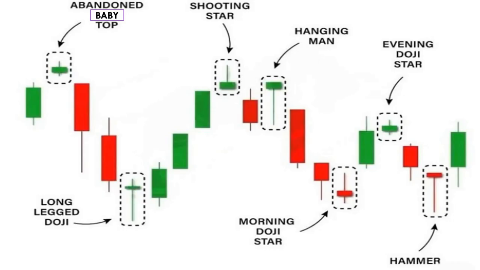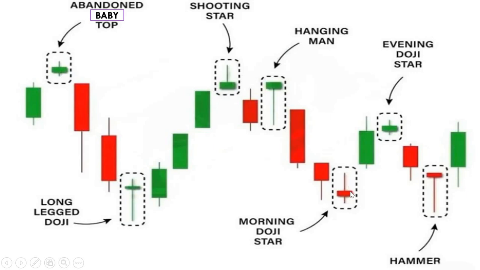So when the market looks strong, when we believe that the market is very strong, prices are moving up, but weakness can also come at any point of time. When the weakness comes, we name it as a hanging man.